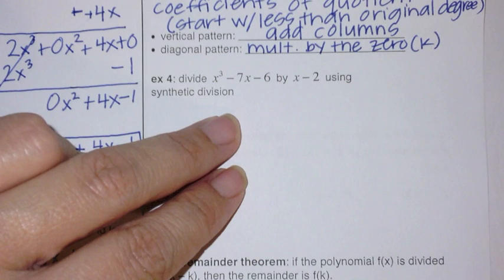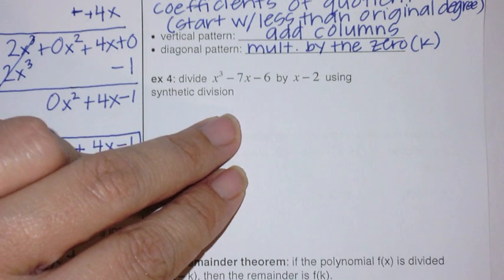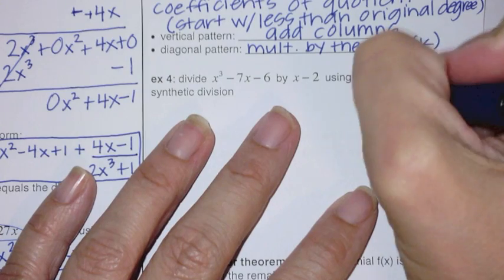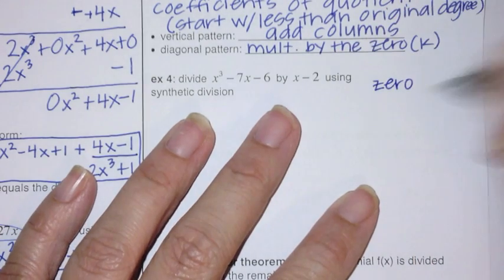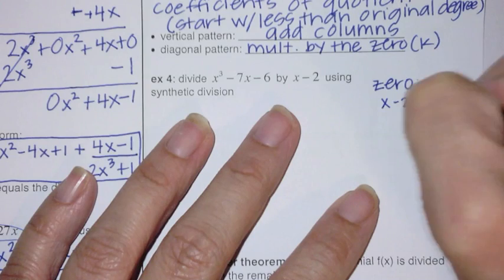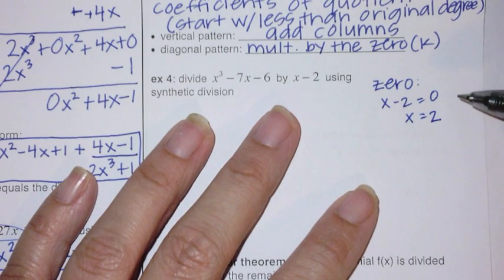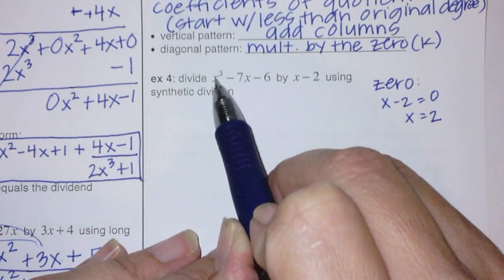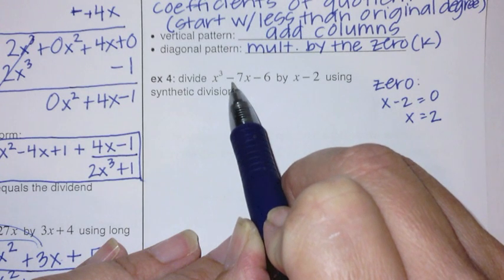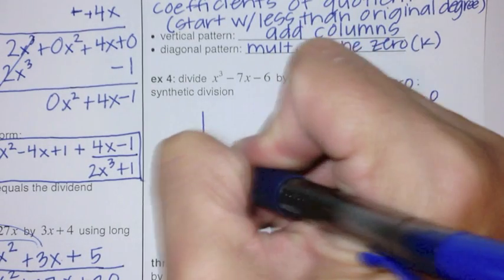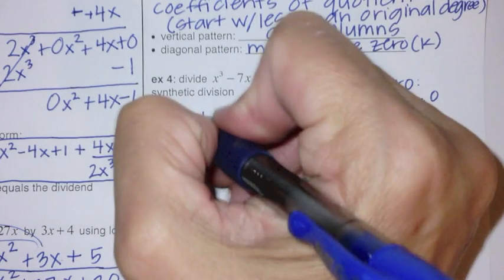So when we start this problem right here, it says to divide x to the third minus 7x minus 6 by x minus 2. So this is the 0: x minus 2 equals 0, so x equals 2. So in this example, our number out front is going to be 2. And then the other thing you're going to want to pay attention to right here is it goes x cubed, and then there's a missing x squared, so we're going to need that 0 placeholder. So to set up our problem, we're going to put 2 out here.